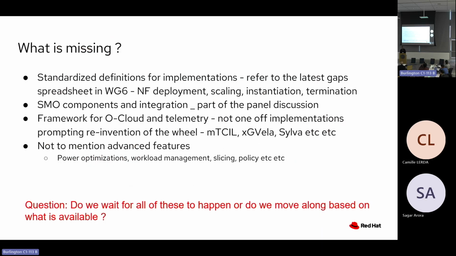So what is missing? Standardized definitions of those implementations. Refer to the latest gaps in WG6. There was a nice little spreadsheet that was just shared as part of WG6. Refer to that. I am not going to repeat all of that. That's there. The SMO conversation we just had as part of the panel, in terms of what was missing. Not to mention some of the other features in terms of power optimizations, workload management, slicing, policy. As we get deeper and deeper into the features, we need more and more.